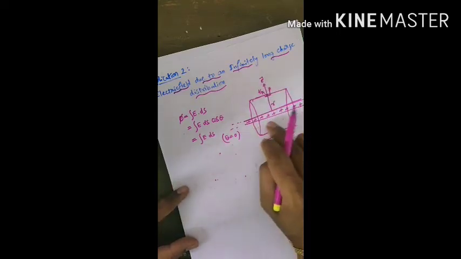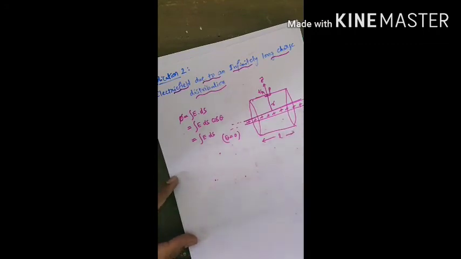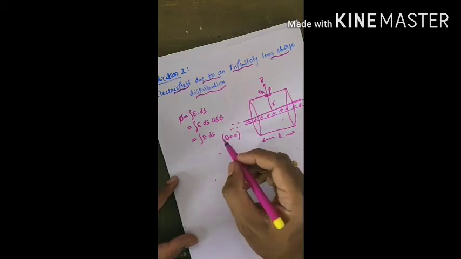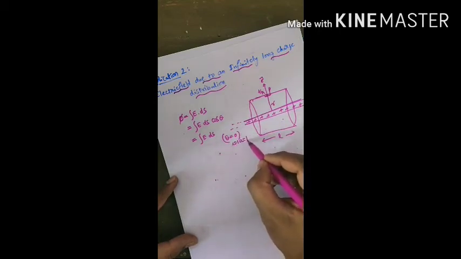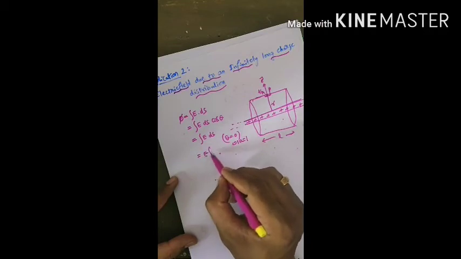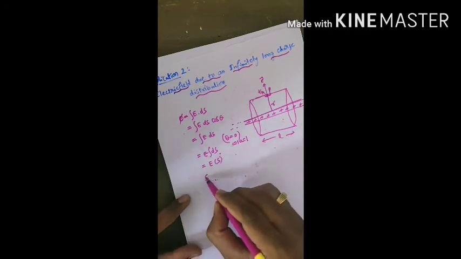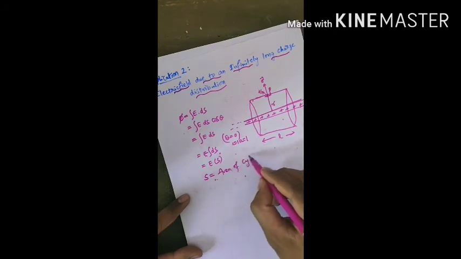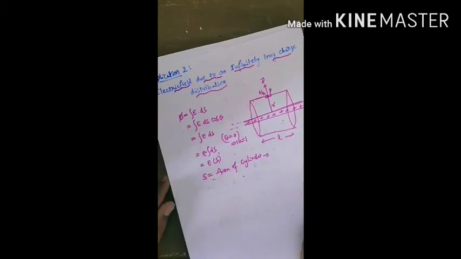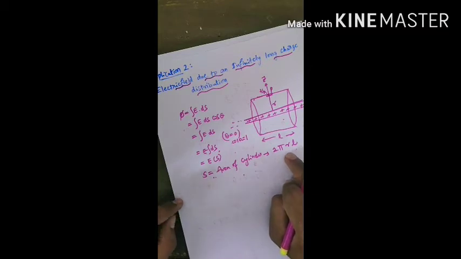That's because this is a uniformly charged sheet of charge. So the angle between E and ds will be 0. So that's why cos 0 value will be 1. Next I am writing E ds. So what is S here? S is the area of cylinder. What is the formula of area of cylinder? That is 2 pi r L, where L is the length and r is the radius of the cylinder.